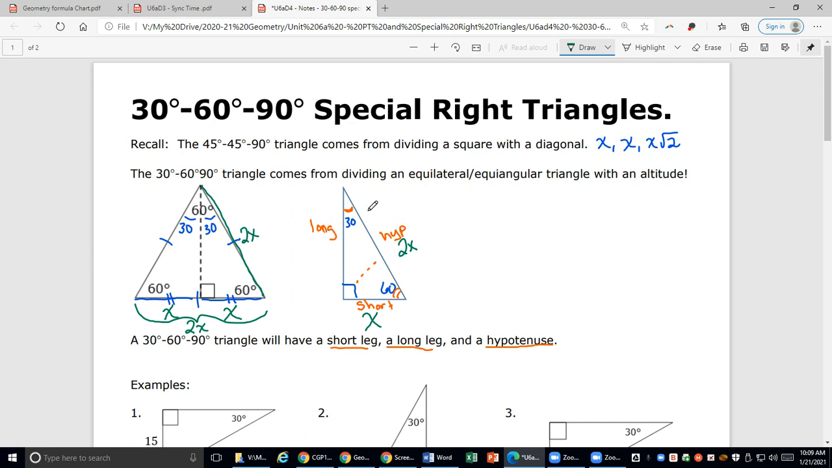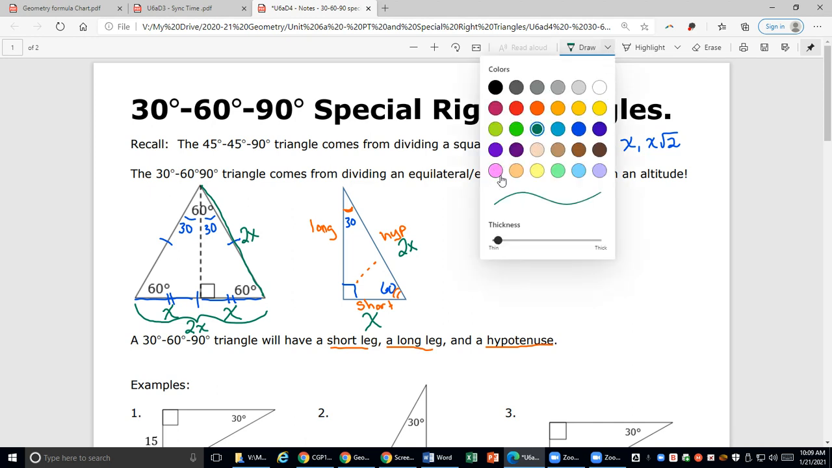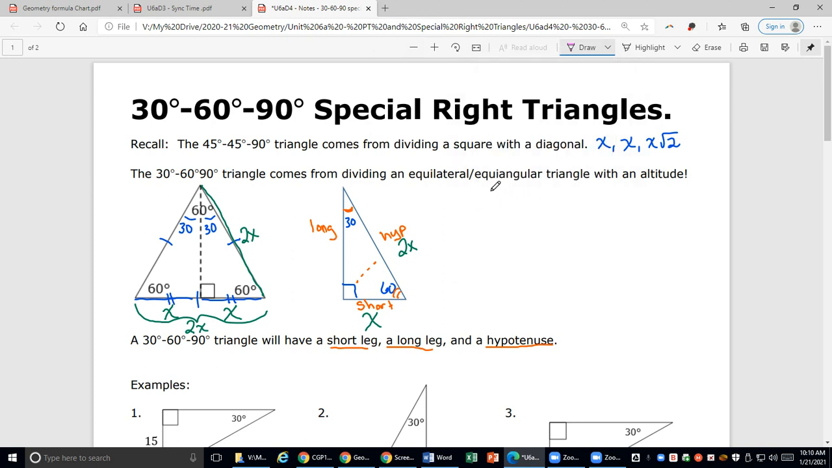So we would do this long leg squared. I'm going to get a different color so it doesn't all blend together. Okay, so I would get the long leg squared, which I don't know what it is, plus my short leg squared, I'm going to call that x, is going to equal c squared, my hypotenuse squared, which I'm going to put in parentheses so I remember to square both the 2 and the x.